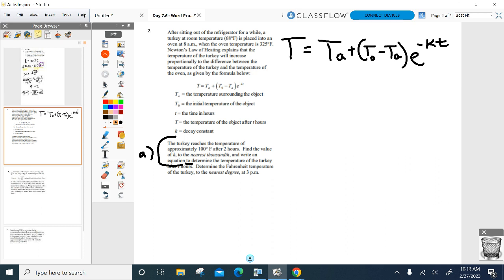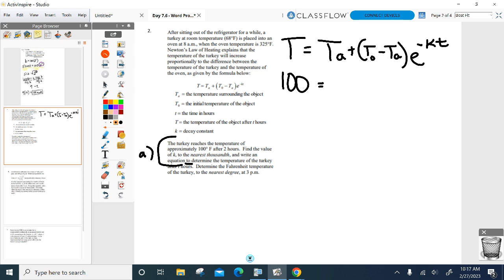What do I want that turkey to be? 100 degrees after 2 hours, right? Everyone see that? So 100 degrees. I need it to be at 100 degrees. And that 2 will come back into play in a second. Everyone ready? T with the subscript of A. That's the temperature surrounding the object.